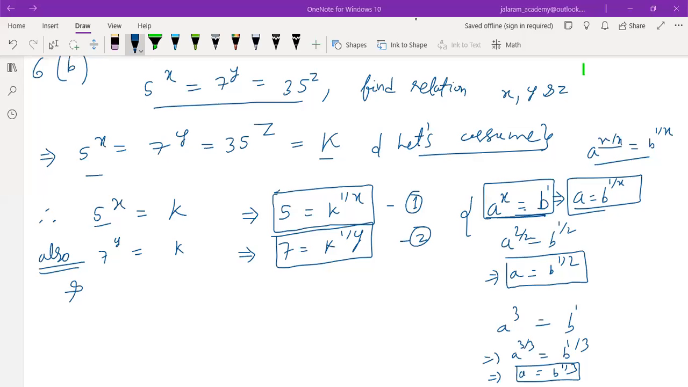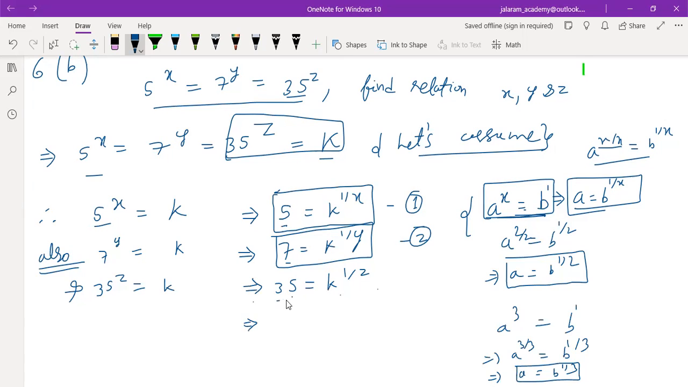35 to the power z is equal to k. It implies that 35 is equal to k to the power 1 upon z. From this third one, 35 to the power z is also equal to k, so it implies 35 equals k to the power 1 by z.